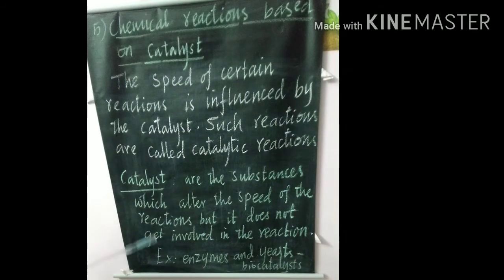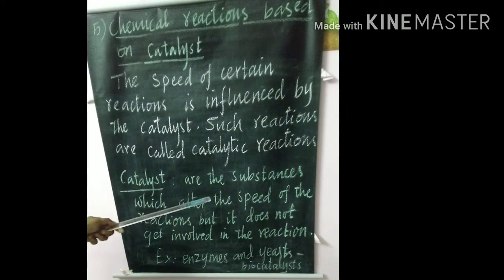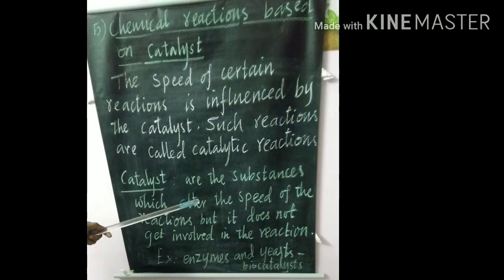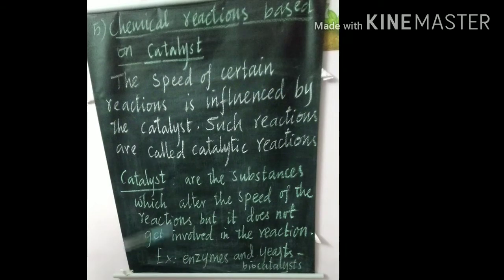What are these catalysts? Catalysts are the substances which alter the speed of the reactions. The catalyst which is added in a chemical reaction either increases the speed of the reaction or decreases the speed of the reaction. But the important character of a catalyst is it does not get involved in the reaction. The speed of certain reactions is influenced by the catalyst. Such reactions are called catalytic reactions.